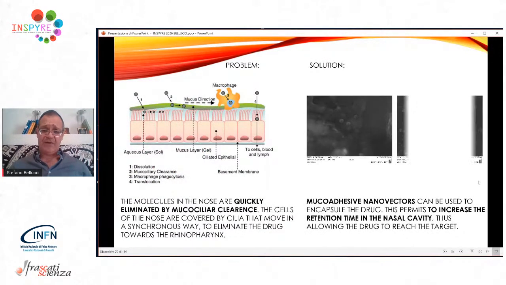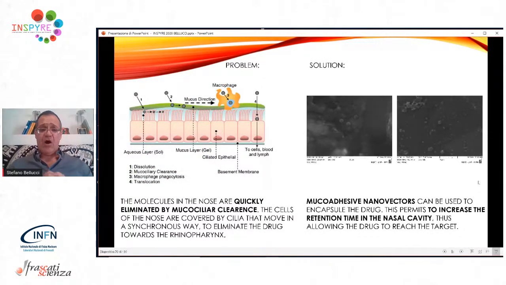To do that, however, we need to solve the problem of clearance. There is something in the nose that is called mucociliary clearance. The cells of the nose are equipped with cilia. The cilia move in a synchronous way to eliminate everything, powder, pollen, viruses, to eliminate the drug and send also the drug, unfortunately, to the rhinopharynx and then to the stomach and elimination.